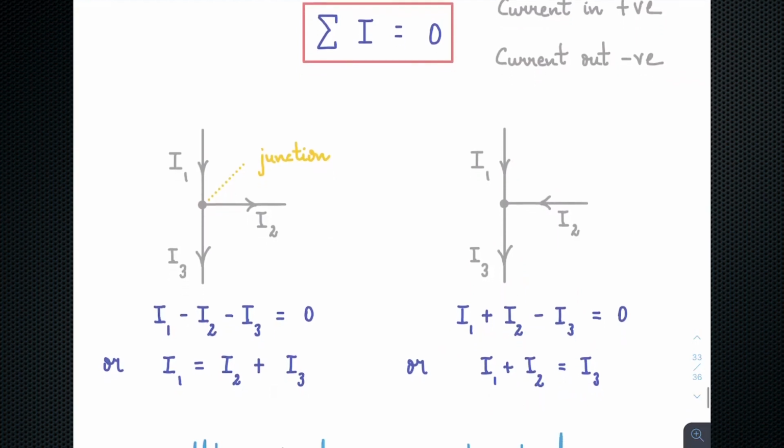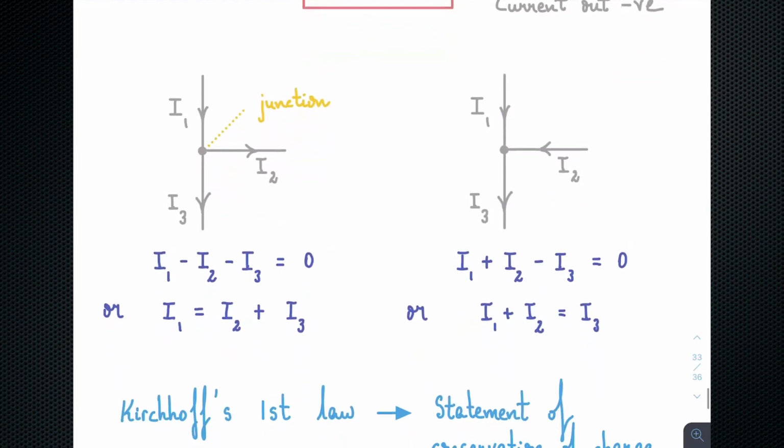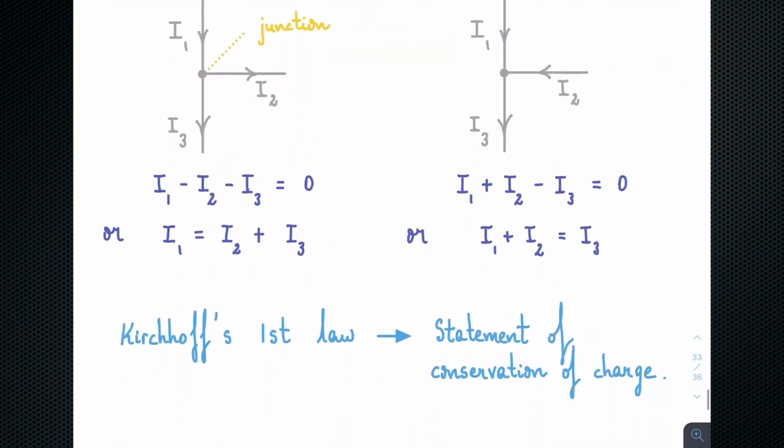Kirchhoff's first law is a statement of the conservation of charge. It follows from the fact that electric charges do not accumulate at a junction. In other words, the total charge entering a junction must be equal to the total charge leaving it.